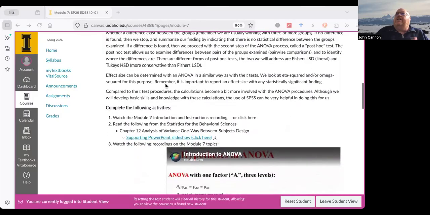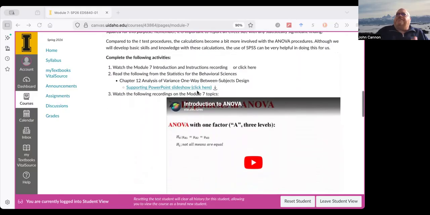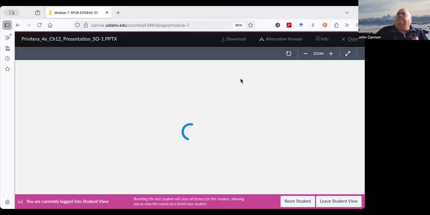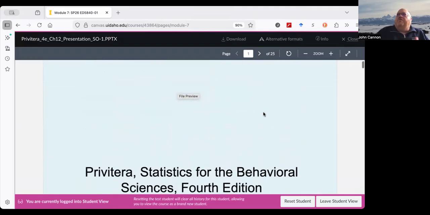So let's go ahead and get in here. Here are the activities. You are watching the introductory recording. Then read Chapter 12 from Statistics for the Behavioral Sciences. Chapter 12 is the analysis of variance, one-way between subjects design. And then there's also the supplemental PowerPoint, which I've uploaded here, Chapter 12.